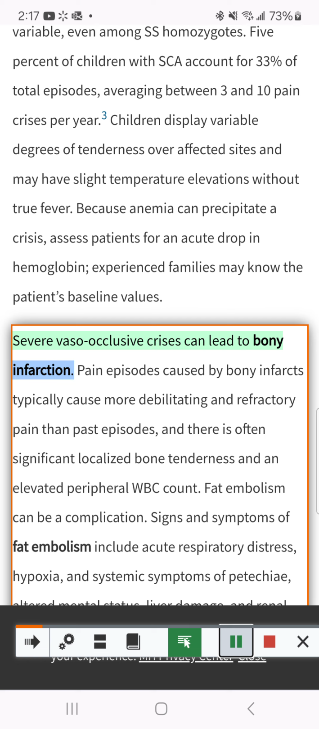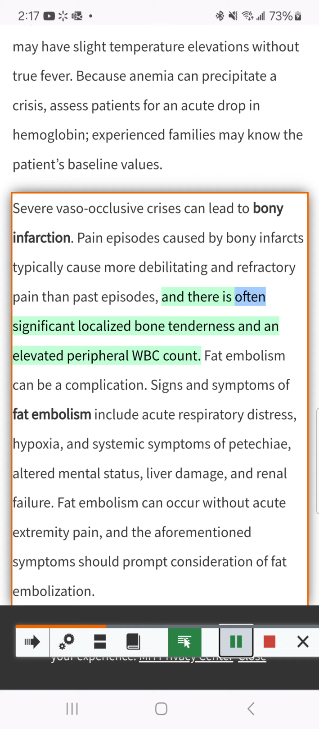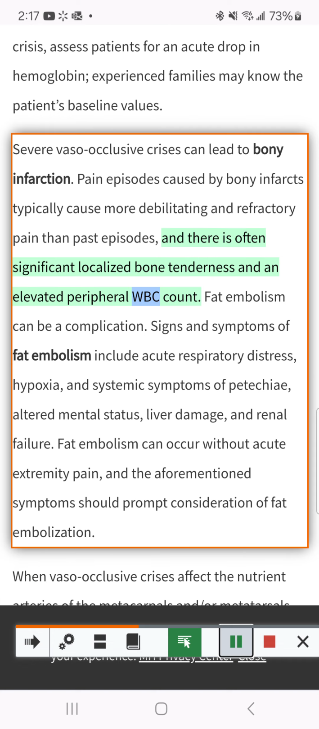Severe vaso-occlusive crises can lead to bony infarction. Pain episodes caused by bony infarcts typically cause more debilitating and refractory pain than past episodes, and there is often significant localized bone tenderness and an elevated peripheral WBC count.